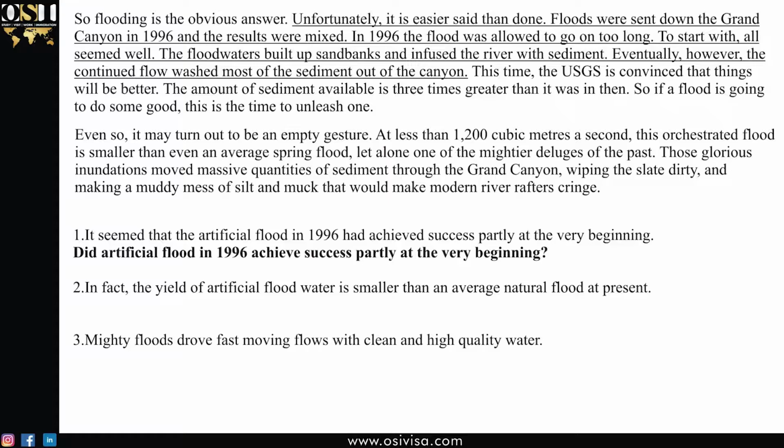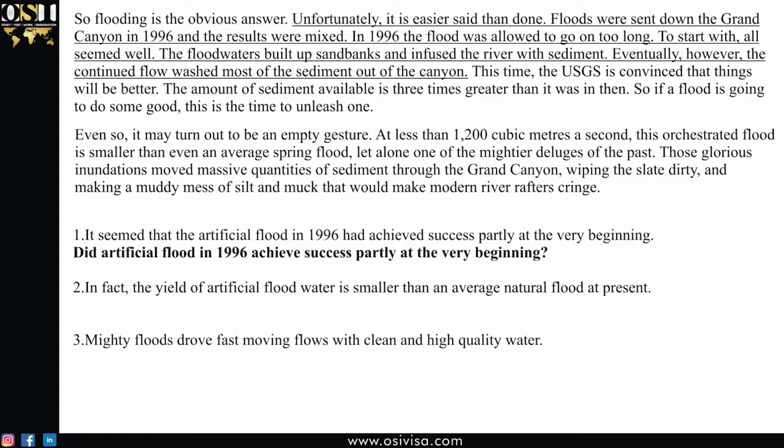So you can see that the sentence is passive. It says floods were sent down. That indicates that someone sent those floods. That means it's talking about artificial floods. So let's continue. In 1996, the flood was allowed to go on too long. To start with, it all seemed well. The flood waters built up sandbanks and infused the river with sediment. Eventually, however, the continued flow washed most of the sediment out of the canyon.